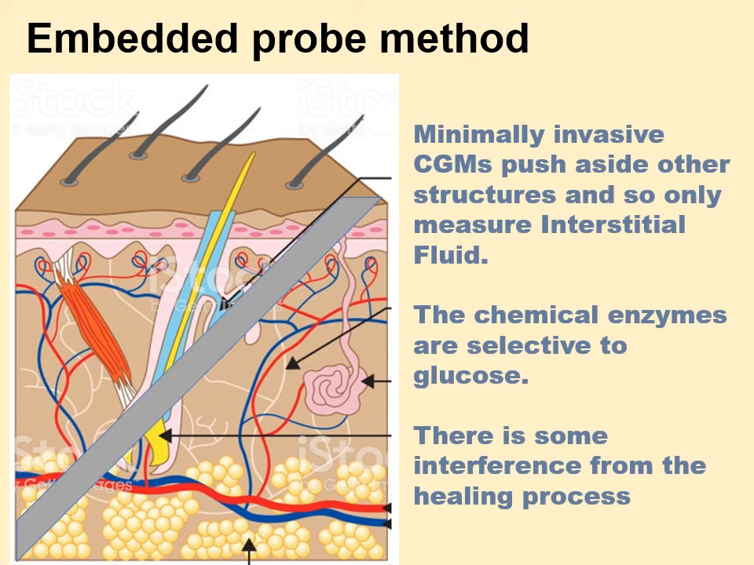Alternatively, you see these minimally invasive probes that are out now that you can put into the skin and they sit there for a couple weeks. That probe pushes aside all that structure, the hair follicles and the glands, and it's usually a platinum wire coated with enzymes, and those enzymes react with whatever glucose is in there and create an electrical signal. So that's how the minimally invasive probes work.